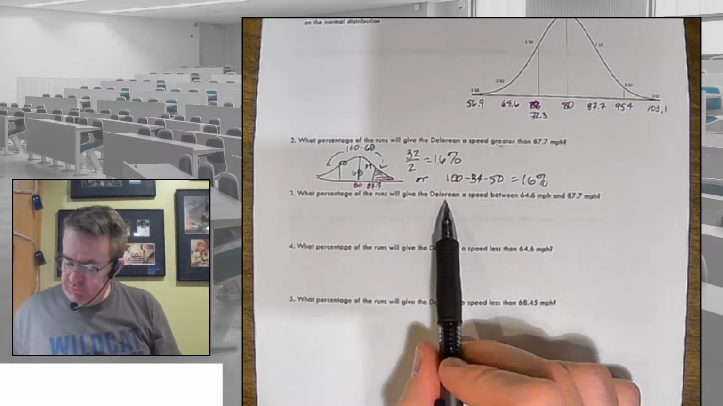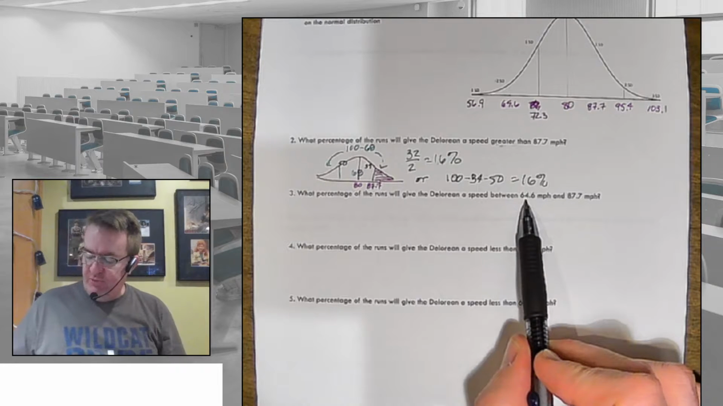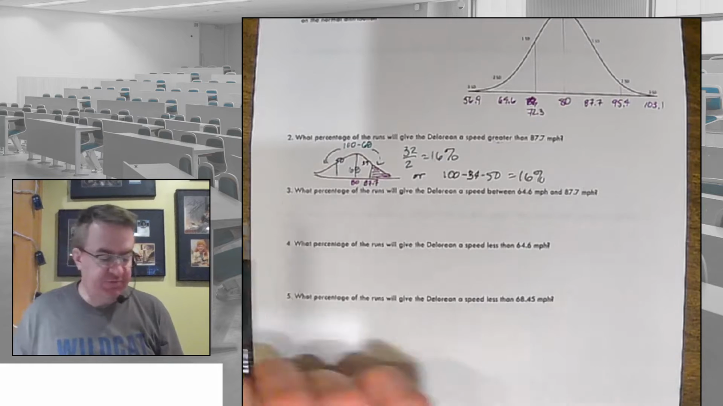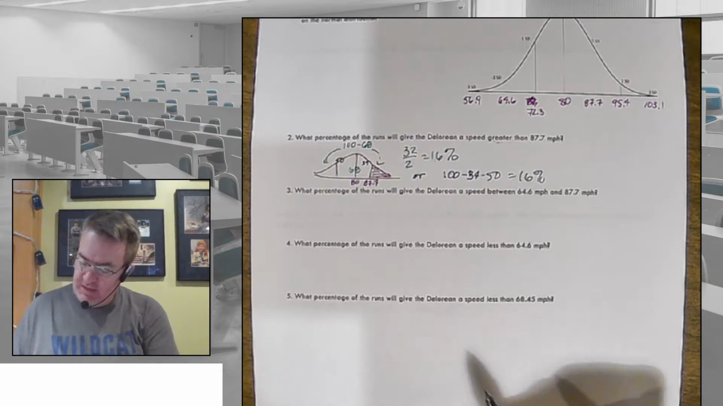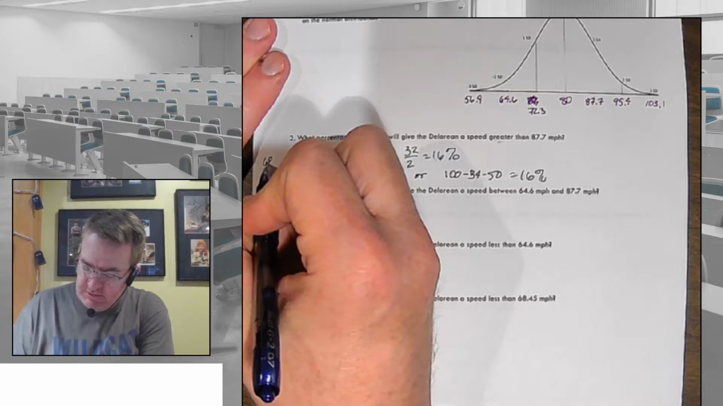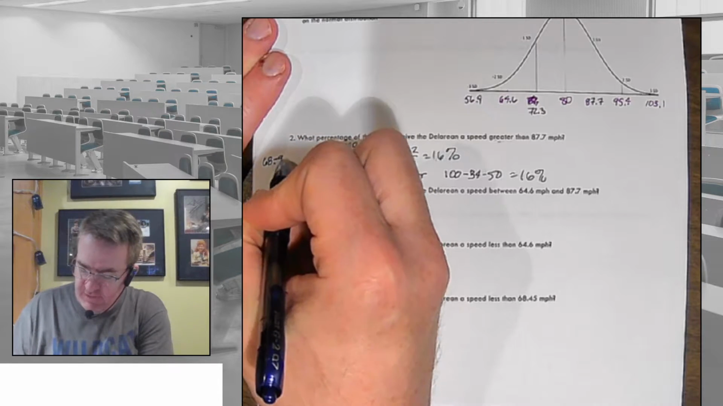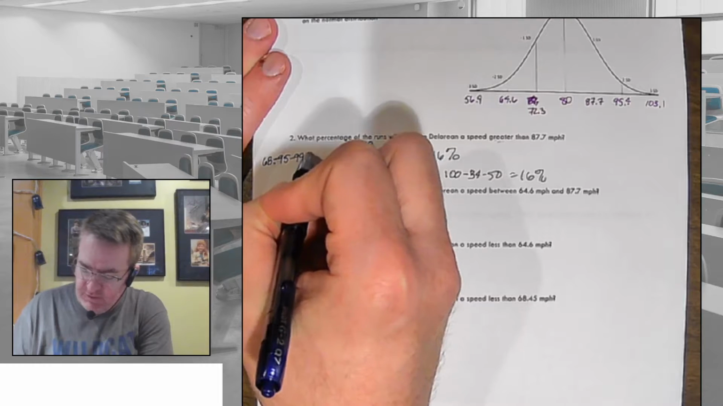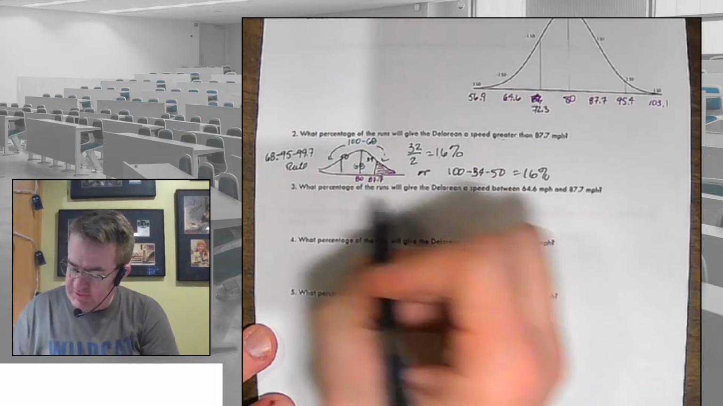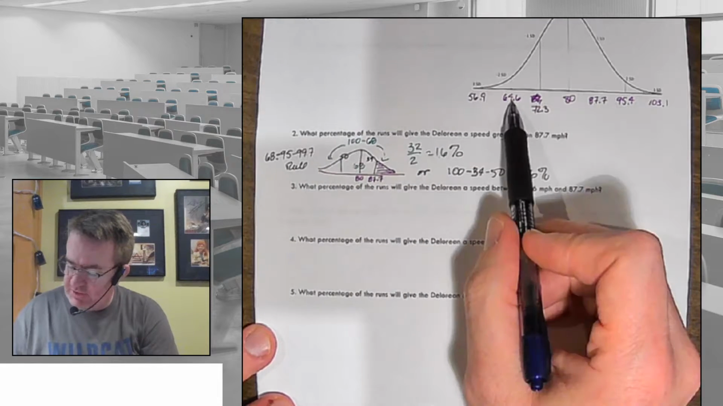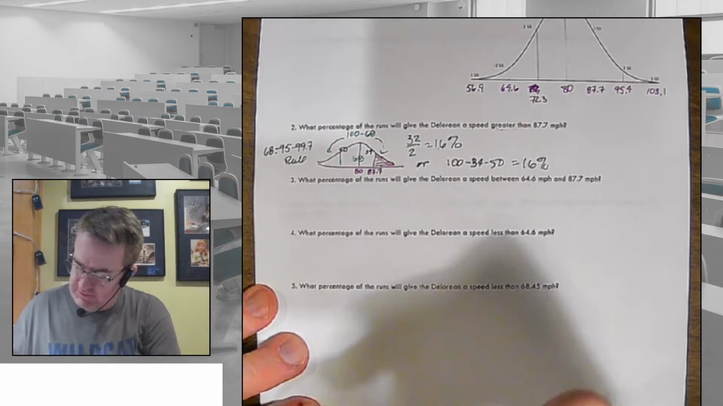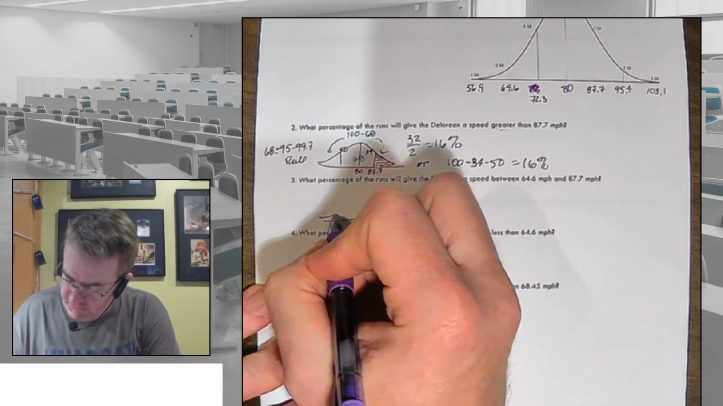What percentage of the runs will give the DeLorean a speed between 64.6 miles per hour and 87.7 miles per hour? And again, we're just using that rule from yesterday, right? That's the 68, 95, 99.7 rule. So can we use that down here? Sure, because why? The 64.6 and 87.7 are standard deviations that we have. Consistency, Mr. Hayes, we'll draw in purple.